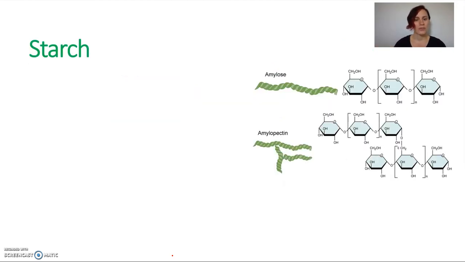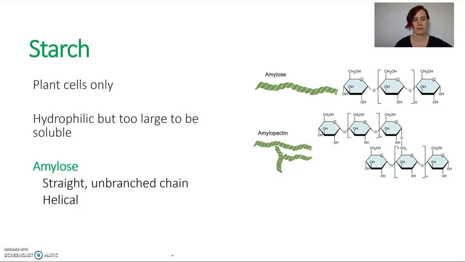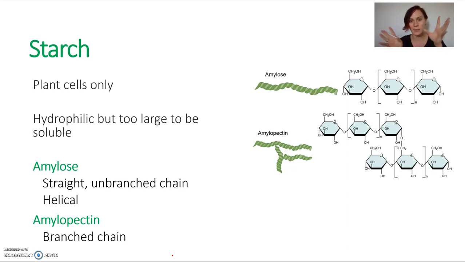All right, starch is also found in plants, and if you ever wash rice or you've started to cook some pasta and the water gets a bit milky, that's that starch coming out of the plant matter. Now, it is only in plant cells and it's hydrophilic, but it's actually too large to dissolve, right? These are very large molecules. Now, two types. One is amylose, and amylose are our long strings. They are unbranched chains, and they're kind of twisted up to be a helix. And the other option for starch is amylopectin. Now, amylopectin has branched chains off it, so it's a bit more complicated.